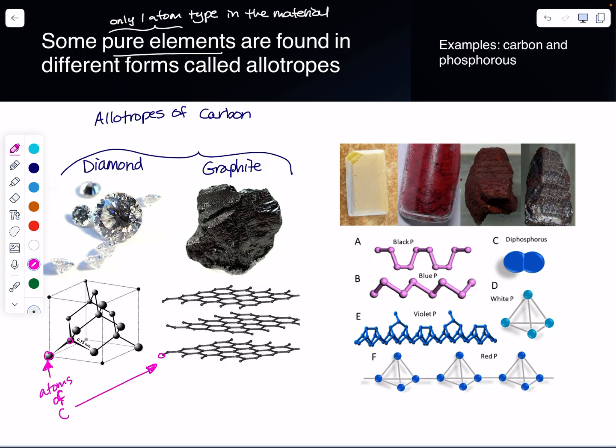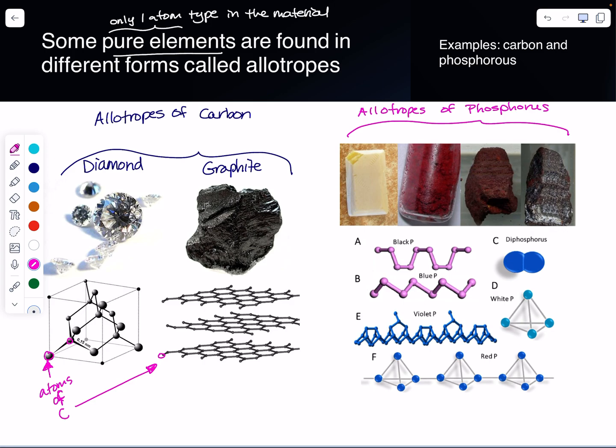Another example of an allotrope is phosphorus. You can get really different properties of phosphorus if you arrange the atoms differently. The one property that should be obvious from the images is that these different allotropes of phosphorus are different colors. We have white phosphorus, blue phosphorus, and purple phosphorus.